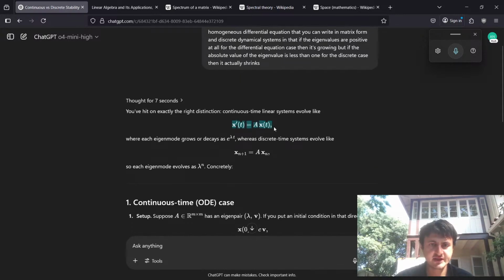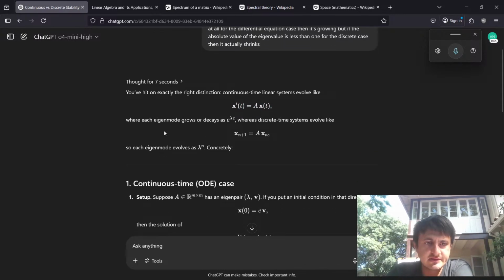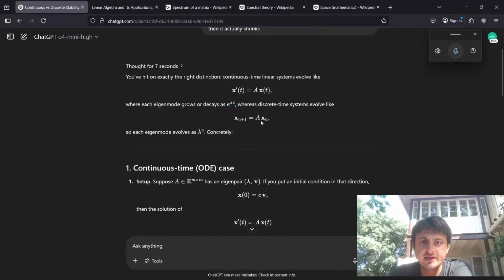Continuous time evolve like x prime equals ax, where each eigenmode grows or decays as e to the lambda t.